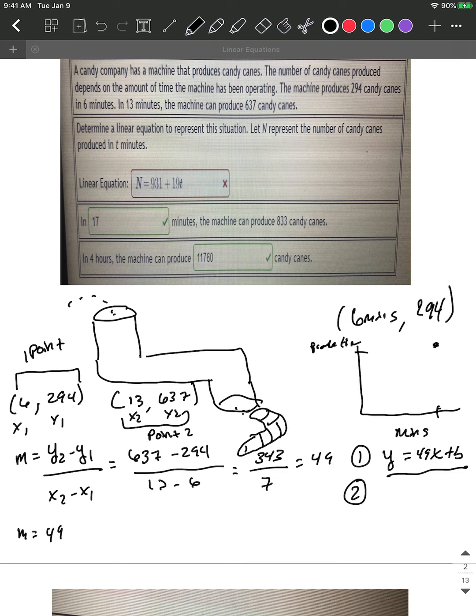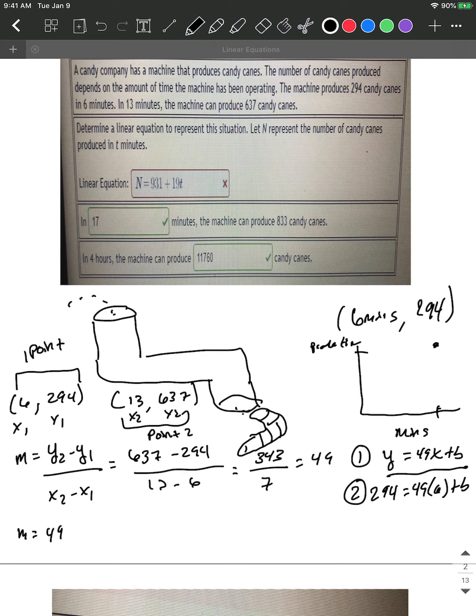Step 2 is to plug in an x and y into the equation. I'm just going to grab the first point. No specific reason why, I just do, so I don't confuse myself more. So I'm going to say 294 is equal to 49 times 6 plus b. So I'm plugging that in. You could have used the other point too, just don't confuse yourself. Just grab the first one.